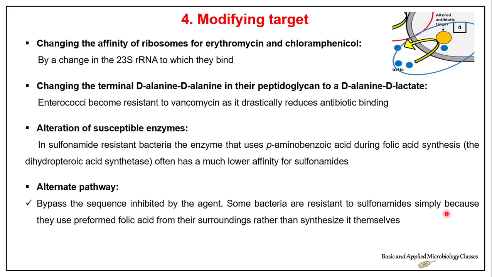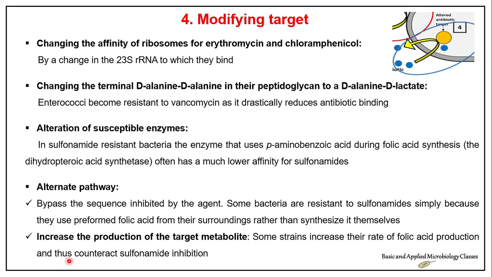So if bacteria are acquiring resistance against sulfonamide, what do they generally do? They stop the synthesis of folic acid. They stop following the pathway of folic acid synthesis. They start to fulfill their requirement of folic acid from the surroundings. Some bacteria are resistant to sulfonamide simply because they use the preformed folic acid from their surroundings rather than synthesizing it themselves. So they bypass the sequence inhibited by the antimicrobial agent.